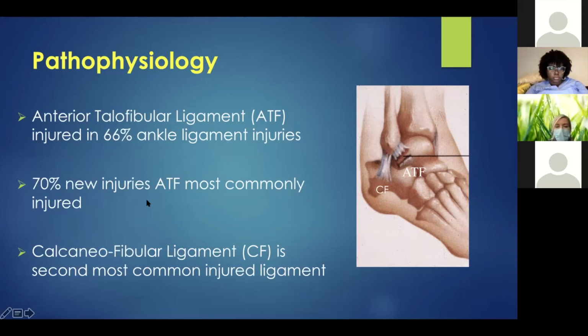We worry less about the PTFL, largely because of the natural structure of the ankle joint itself, in the sense that there's a posterior malleolus bone, which really inhibits the talus from going posteriorly. That's why you can imagine the PTFL is not commonly injured, and we just don't worry about that as much, largely for that reason.